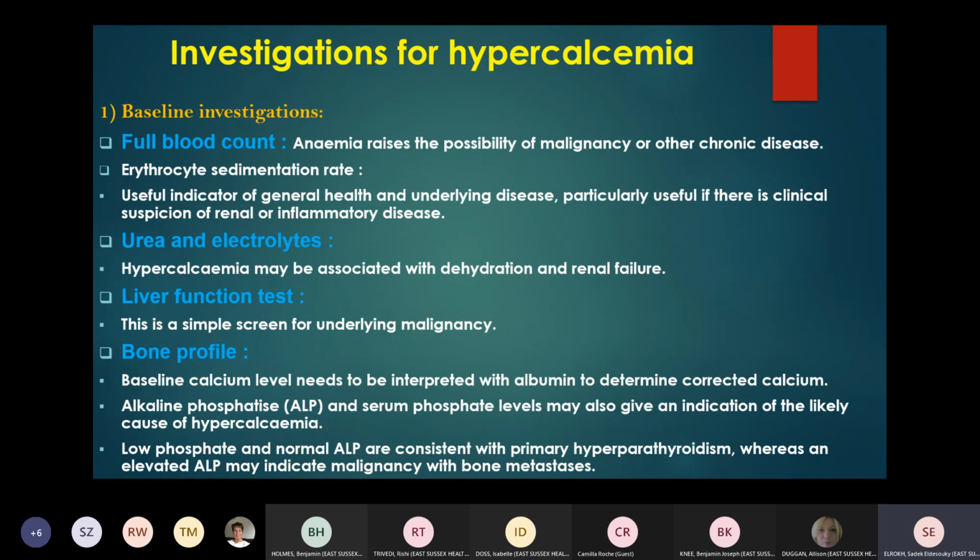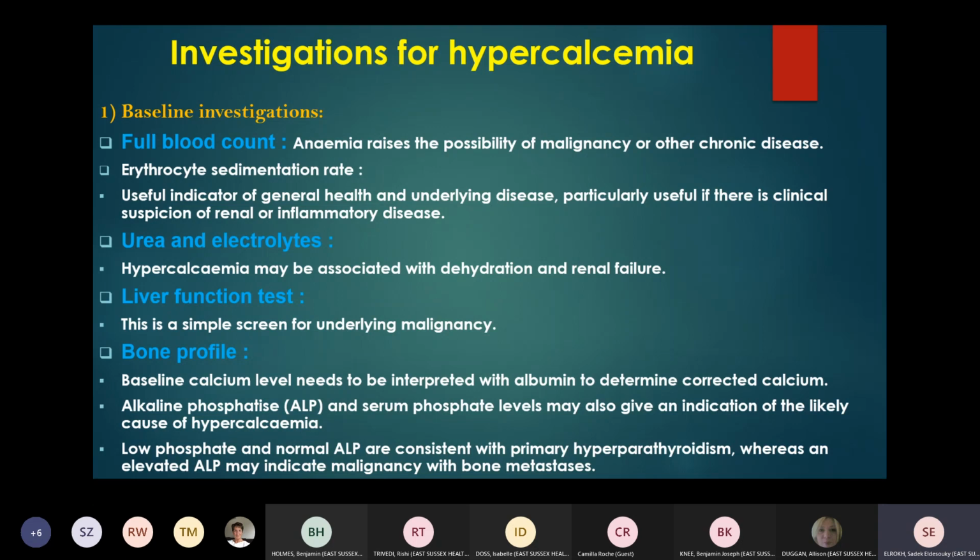Urea and electrolytes are very important because in most cases of severe hypercalcemia you will find the patient is dehydrated with high urea and creatinine. And also to detect the underlying cause of hypercalcemia, because if you find that the patient has chronic kidney disease, probably this is tertiary hyperparathyroidism causing hypercalcemia. Liver function test is a basic investigation to check if there are any deranged LFTs, which could be an indicator of underlying liver malignancy or metastasis. Bone profile is very important as well.